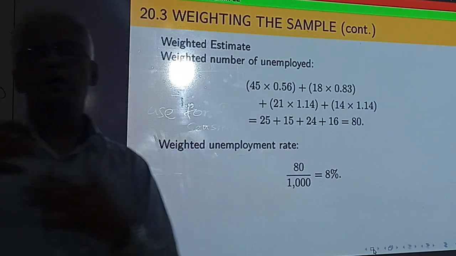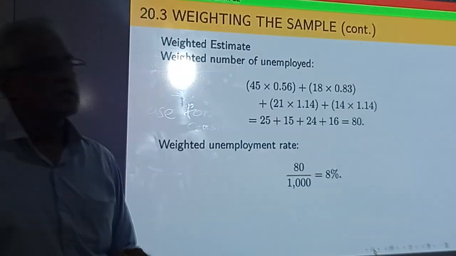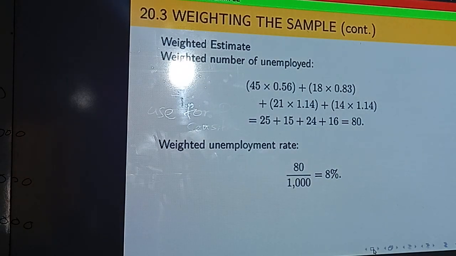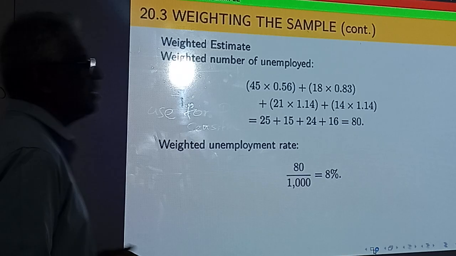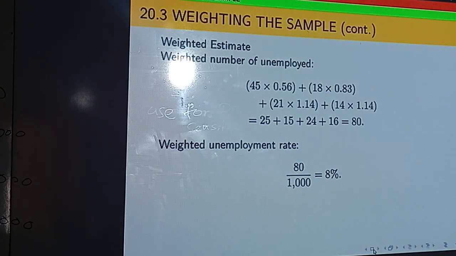Taking the sample size as 10, the weighted unemployment rate in this case is going to be 8%. That is how they calculate it, balancing out the imbalance.